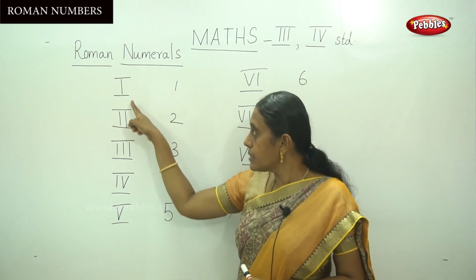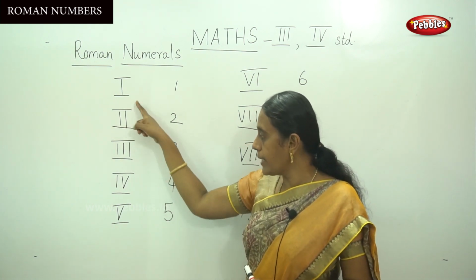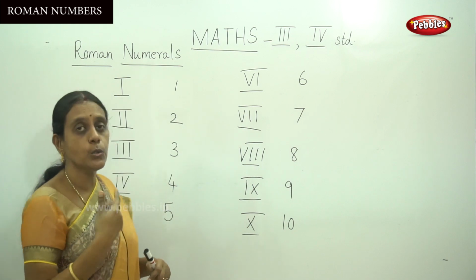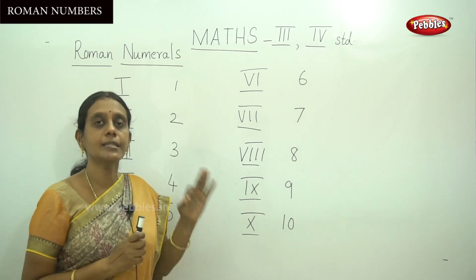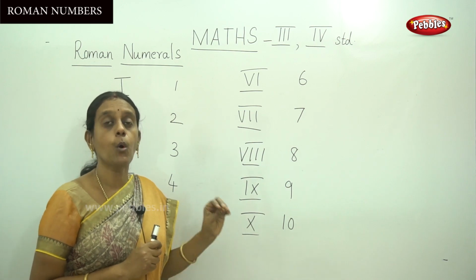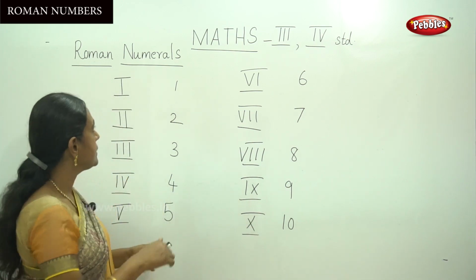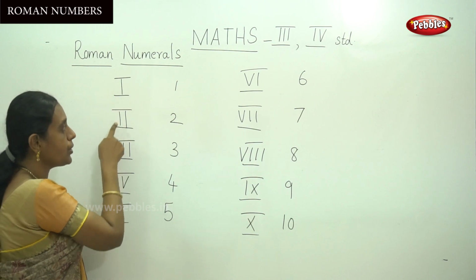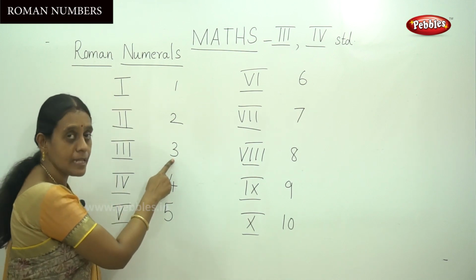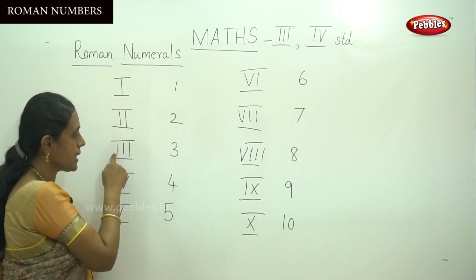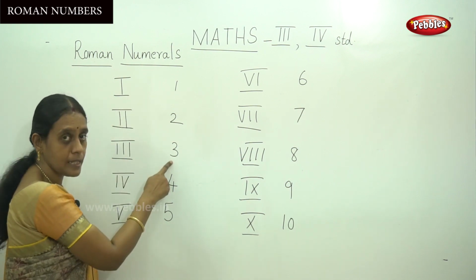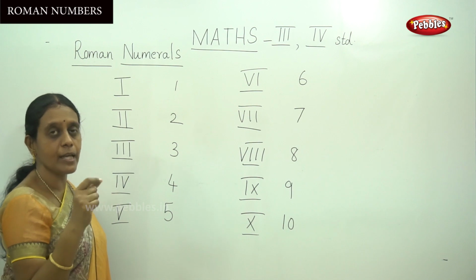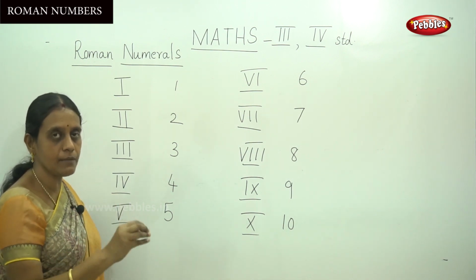But the symbols for 1, 10, 100 and 1000 can be used again, but only up to 3 times. We cannot use them more than 3 times. First you write the sign for 1. For 2, you repeat this sign 2 times. And for 3, the same sign is used 3 times. It shows the number 3. Observe here, each symbol cannot be used more than 3 times. That is our rule.